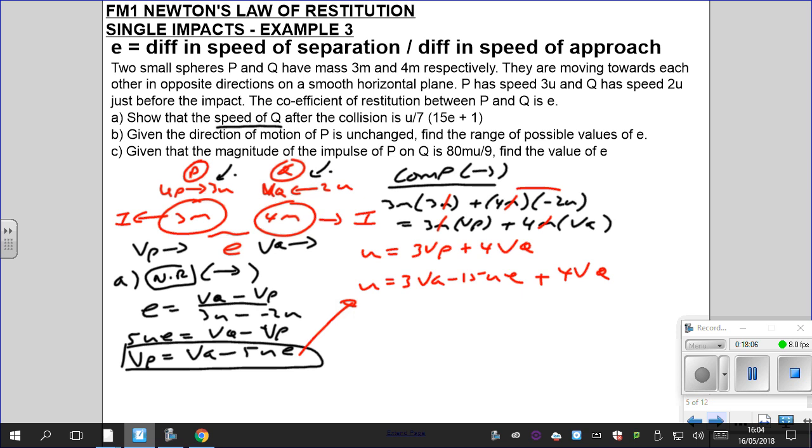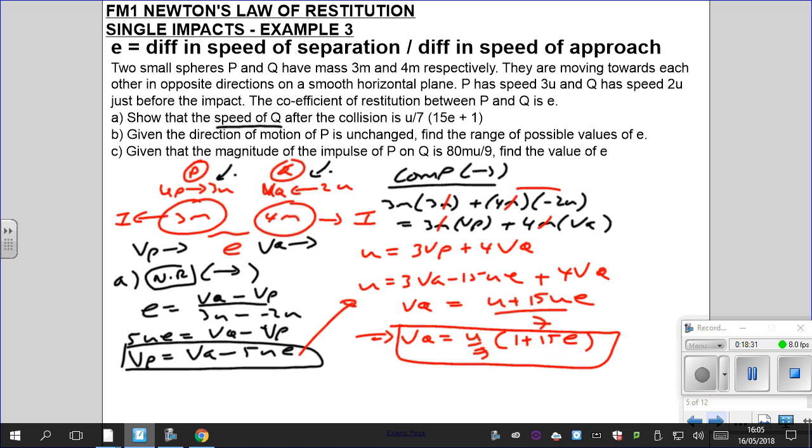Again, you should be pausing the tape, solving this yourself, because I'm doing the algebra quickly. So I'm going to move the 15UE over. So I get 7VQ is U plus 15UE. Divide by the 7 to get rid of that, and take out a factor of U over 7. And I get what they asked me for. Cool. Done. Part A done.